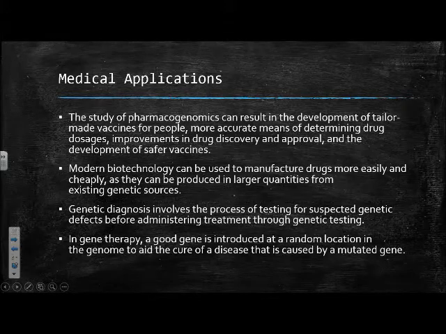Okay, some medical applications of biotechnology. The study of pharmacogenomics can result in the development of tailor-made vaccines for people, more accurate means of determining drug dosages, improvements in drug discovery and approval, and the development of safer vaccines. Modern biotechnology can be used to manufacture drugs more easily and cheaply, as they can be produced in larger quantities from existing genetic sources. Genetic diagnosis involves the process of testing for suspected genetic defects before administering treatment through genetic testing. And in gene therapy, a good gene is introduced into a random location in the genome to aid in the cure of disease that is caused by a mutant gene.